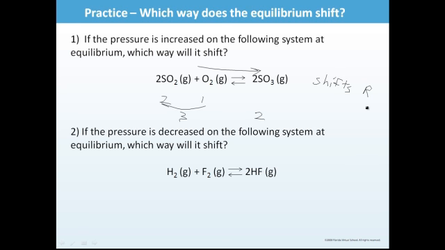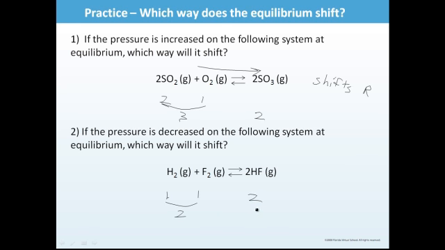For number 2, it says if the pressure is decreased on the following system, which way will it shift? Well, again, we have to first count our molecules. So on this side here, I've got 1 hydrogen and 1 fluorine. So together, I have 2 molecules, or 2 moles on the left side. On the right side, I have 2 hydrogen fluoride, or hydrofluoric acid. Either way is correct. So I have 2 on the left, 2 on the right.